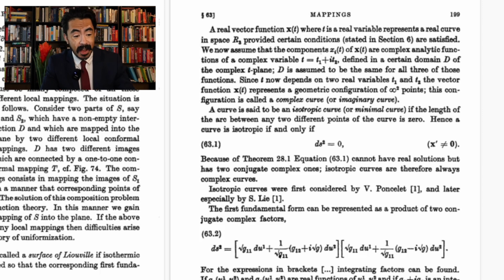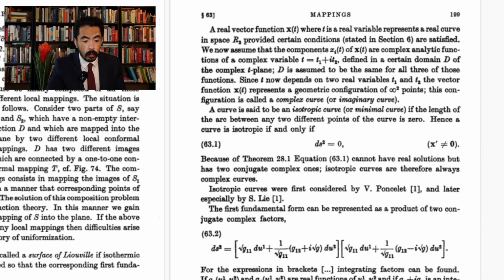A curve is said to be an isotropic curve or minimal curve if the length of the arc between any two different points of the curve is 0. Hence, a curve is isotropic if and only if ds squared is equal to 0 for x prime non-zero. Because of theorem 28.1, namely that at regular points of a surface the first fundamental form is positive definite, the previously given equation ds squared equals 0 cannot have real solutions, but has two conjugate complex ones. Isotropic curves are therefore always complex curves.